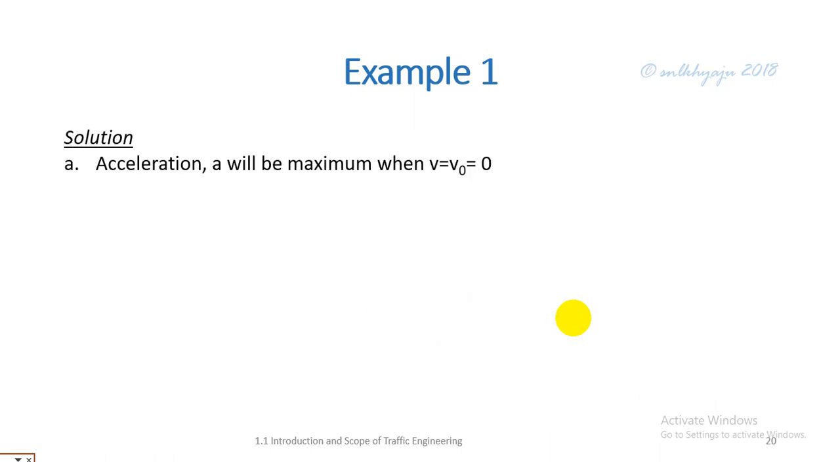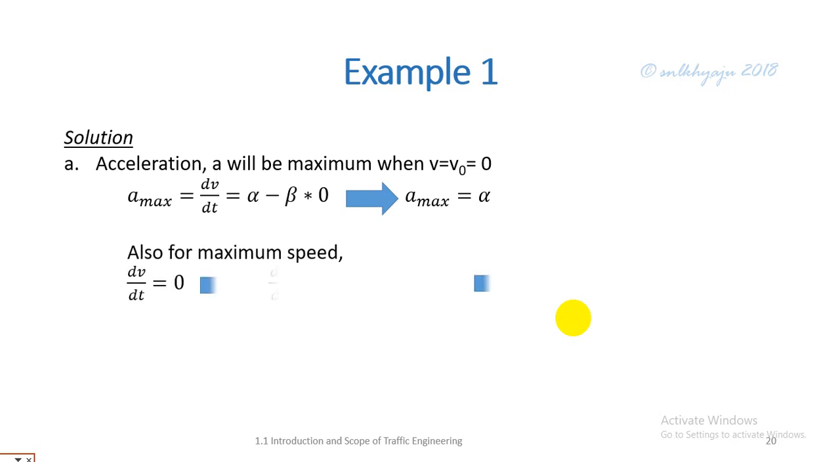Solution. Acceleration A will be maximum when the initial velocity is zero, that is, when a vehicle starts from rest, the acceleration will be maximum. Then A max = dv/dt = alpha - beta v, where v equals 0, therefore A max equals alpha. Also for maximum speed, the first differential of the velocity dv/dt equals 0, and solving this equation, the v maximum attainable by the vehicle equals alpha by beta.